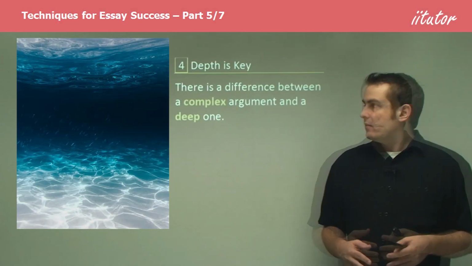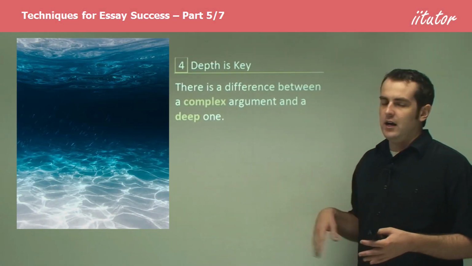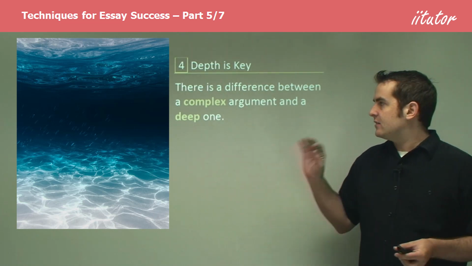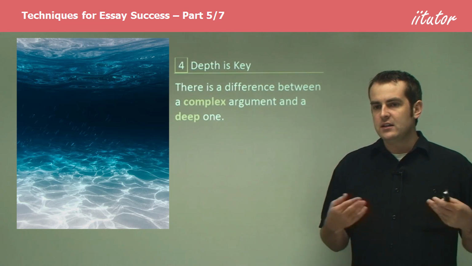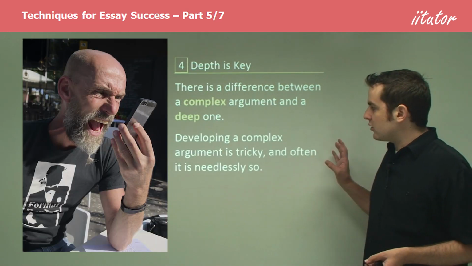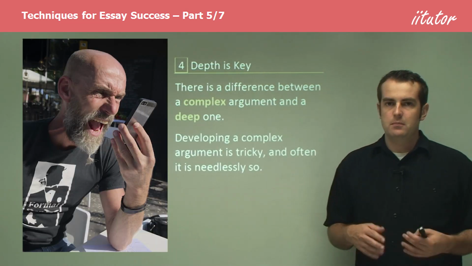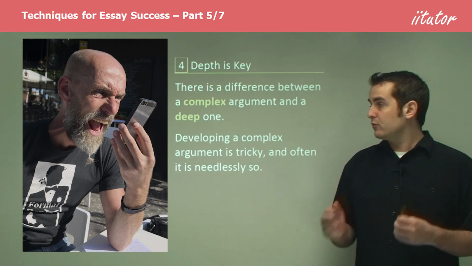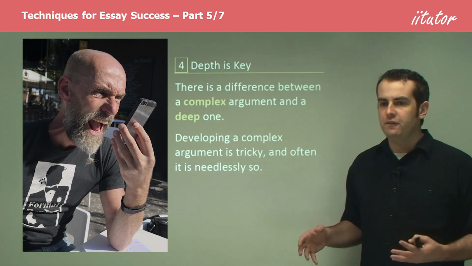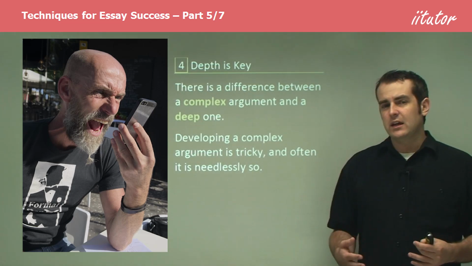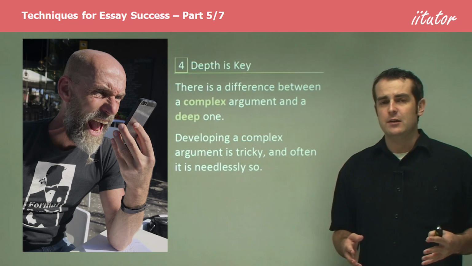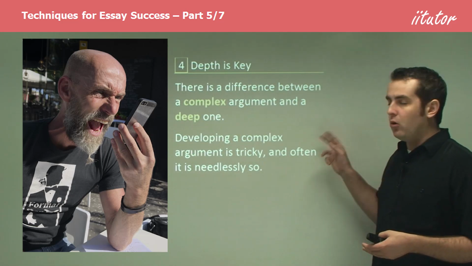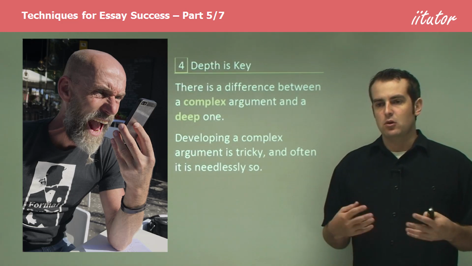and depth is key. Now, there is a difference between a complex argument and a deep one. A complex one is one that you have to explain as you go, whereas a deep one really goes into the core ideas and values. Developing a complex argument is quite tricky, and that's what I mean by the use of language and the use of ideas. If you come up with really complex ones, it can be tricky, and often it is needlessly tricky. By doing that, all it's going to end up doing is confusing people. Really, what you need to be trying to do is come up with some deeper points rather than necessarily trying to make them more complex.